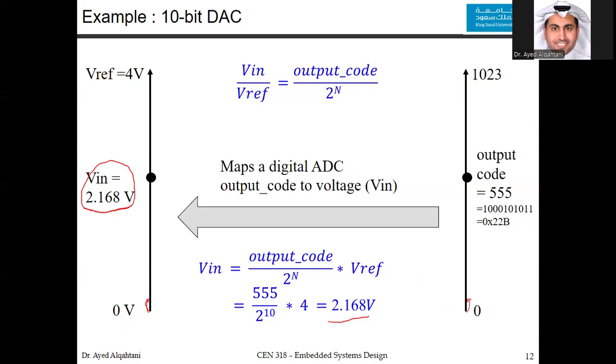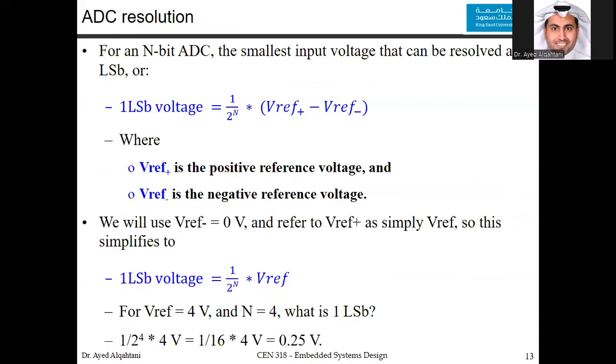You can also think about it in a different way. The difference between two consecutive digital values, you would try to find the difference in the analog that is associated with the digital values. So we found this out by applying this formula. One least significant bit voltage is actually 1 divided by 2 to the power of n multiplied by Vref plus minus Vref minus.